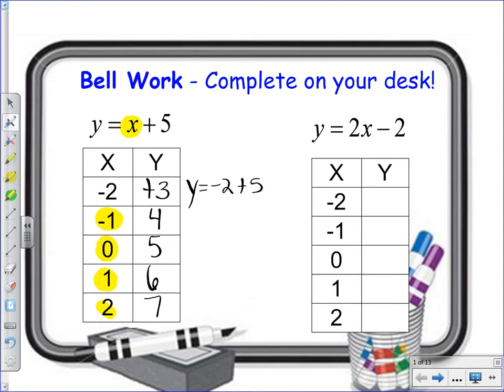How many of you were able to get that? Okay, what about the next one? This one's a little bit more complex. What math do I have to do here? Jenny? So 2 times negative 2 minus 2. And what do I get for that? Negative 6. And then what do I get for negative 1? Austin? Negative 4. Continue.